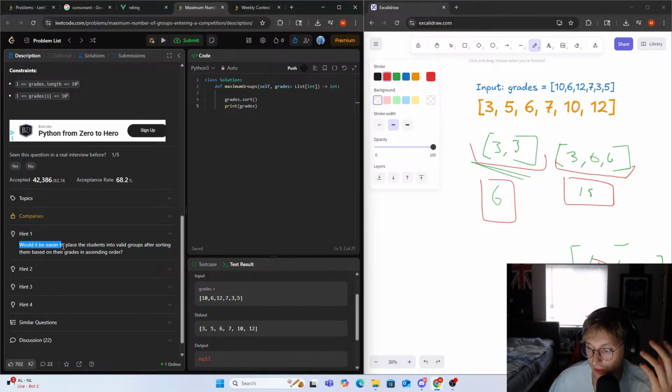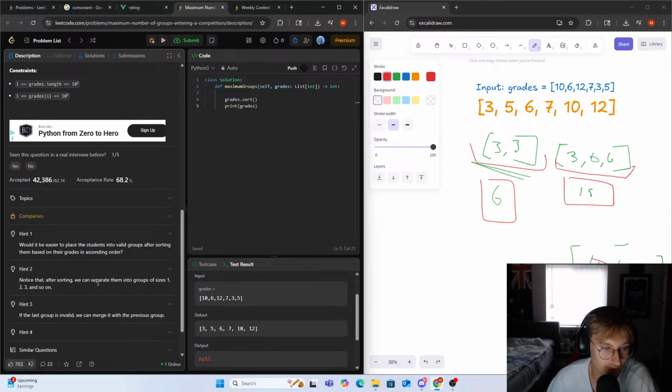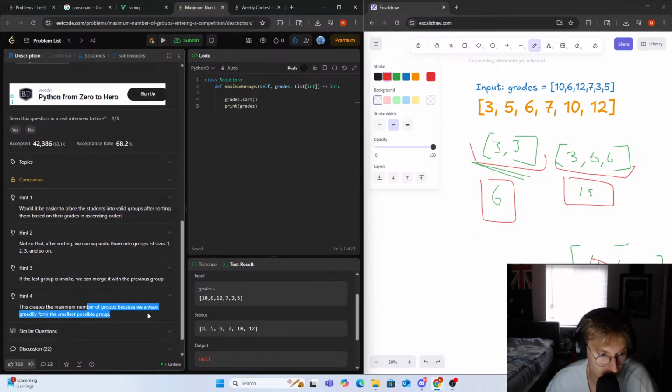I always feel like when I'm looking at a greedy problem, I literally said this last stream, I think. I'm like, 90% of the time, you got to sort the problem. Notice that after sorting, we can separate them into groups of size 1, and 2, and 3, and so on. If the last group is invalid, we merge it with the previous group. This creates the maximum number of groups because we always greedily form the smallest possible group.